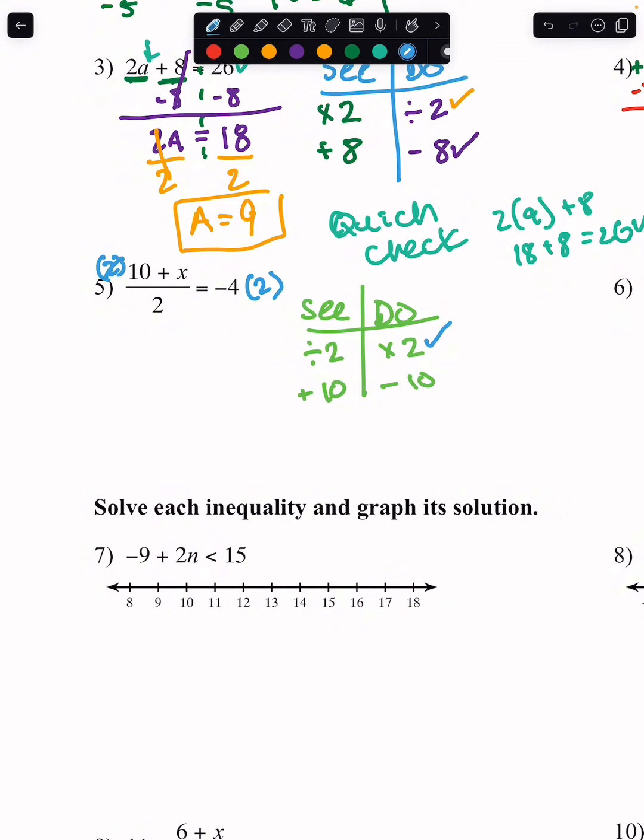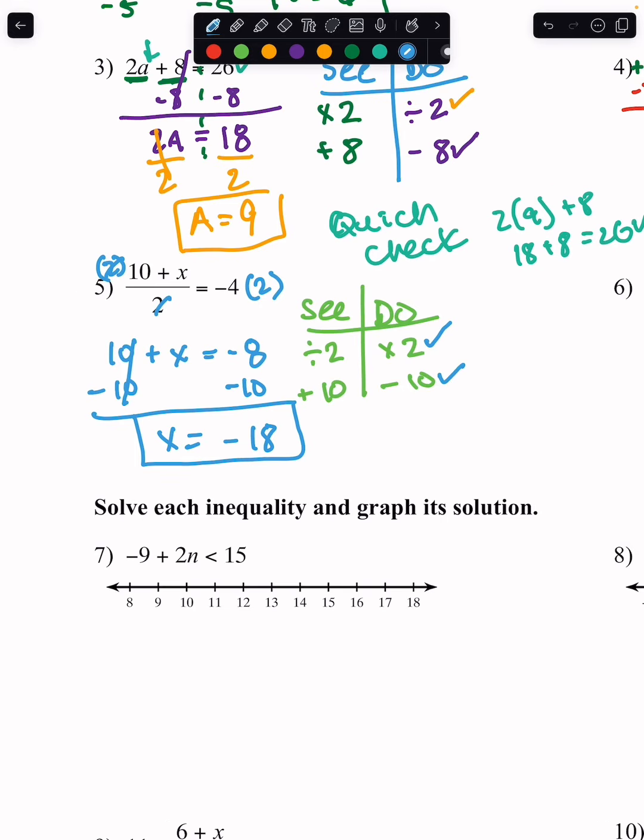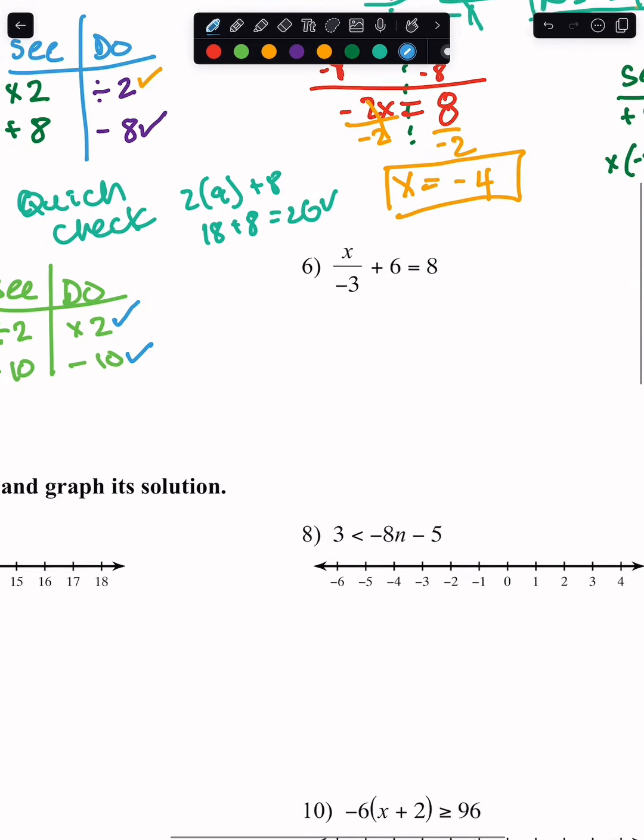10 plus x is equal to -8. Now I'm at a one-step equation. I'm going to subtract 10, which is this one. x equals -18. Okay, that's -18.